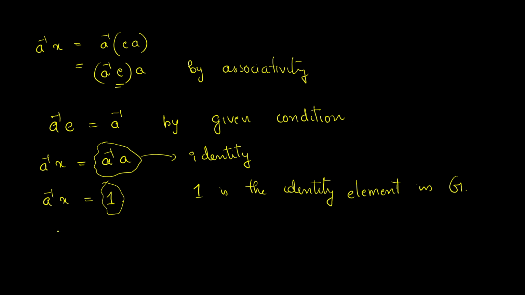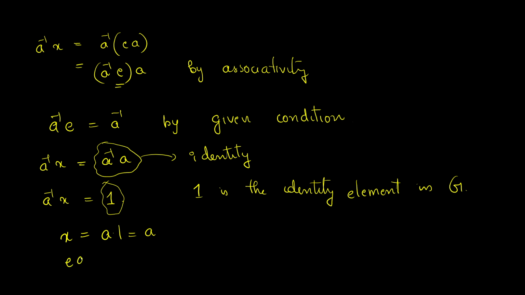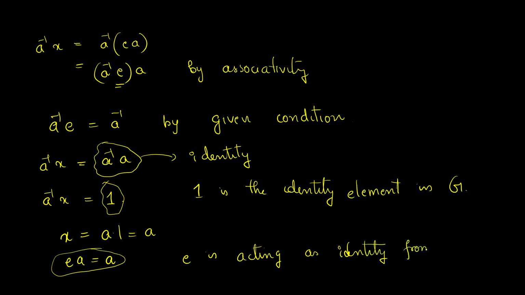Okay, now let me operate by A on both sides. So we will have X is actually equal to A into 1, which is actually equal to A. Okay, but then what was X? Let X be equal to EA. So we have that EA is actually equal to A. So what happened here? Here E is acting as identity from the left also, right? And this is exactly what we wanted to prove.